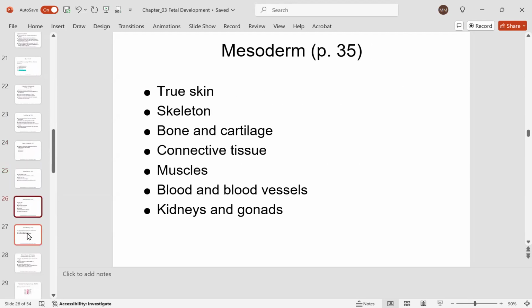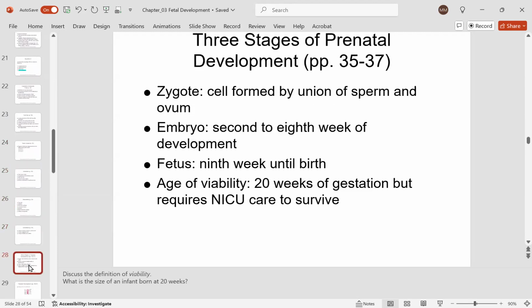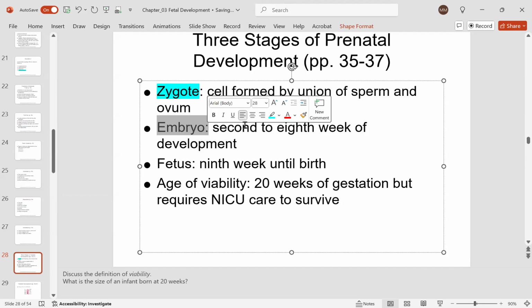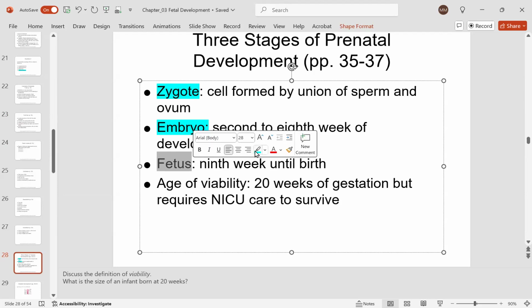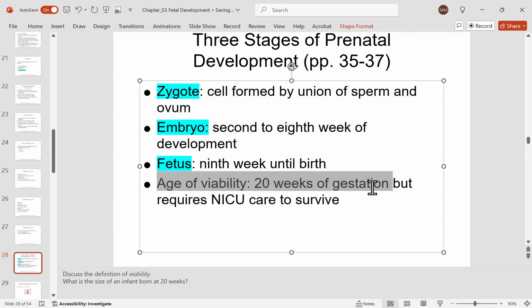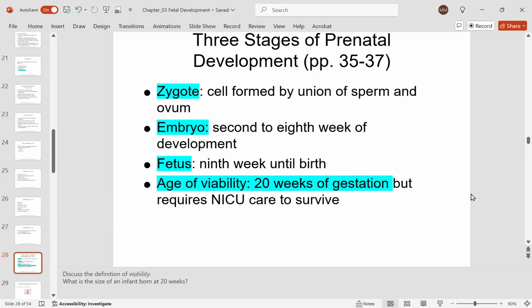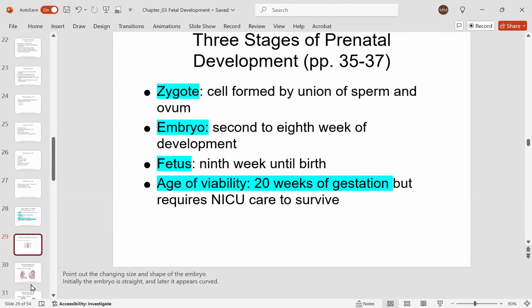See, ectoderm, mesoderm, endoderm. Stages of prenatal development. So initially it's a zygote. That's when fertilization has first taken place. Then it's an embryo from about the second to the eighth week of development. It is a fetus until it's born. And the age of viability is 20 weeks of gestation. But again, questionable because that's very iffy. That's a tiny, tiny little fetus at 20 weeks.